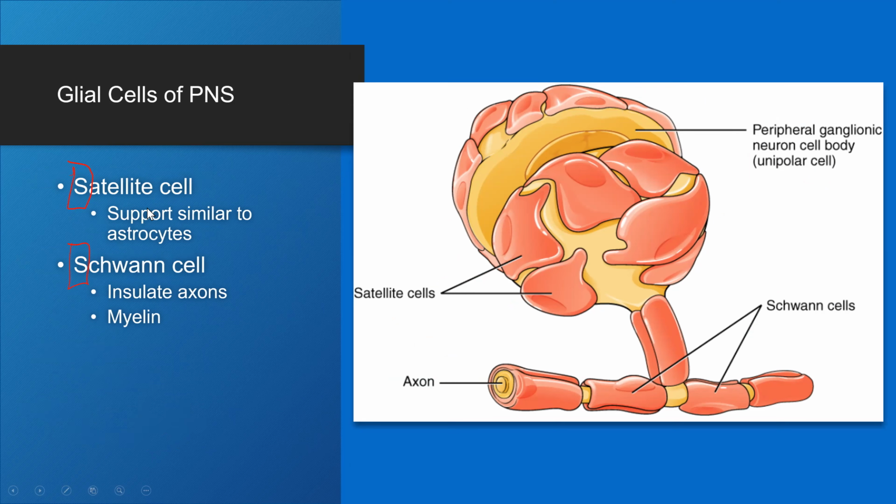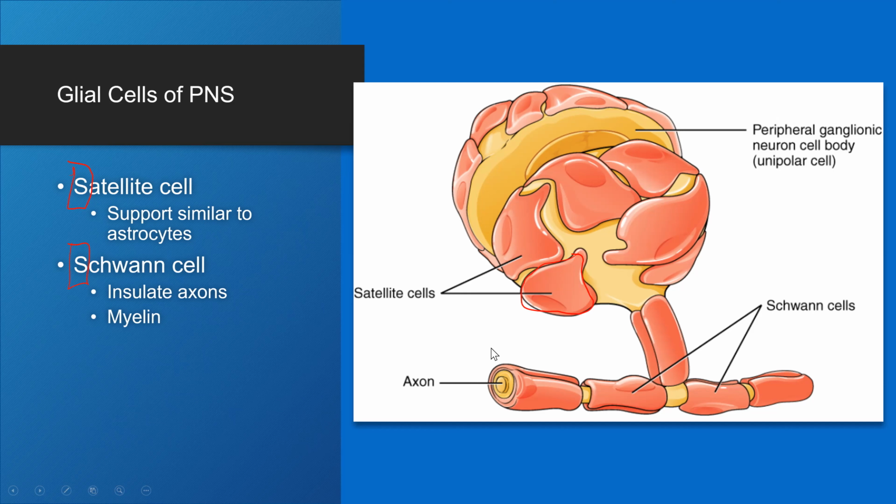So satellite cells support, similar to astrocytes. The difference is satellite cells are found in the PNS. And here are the satellite cells shown over here, nice, right? And that's a cell body. So here's a cell body of a neuron, and it is covered by the satellite cells.